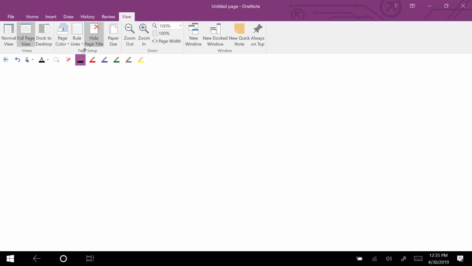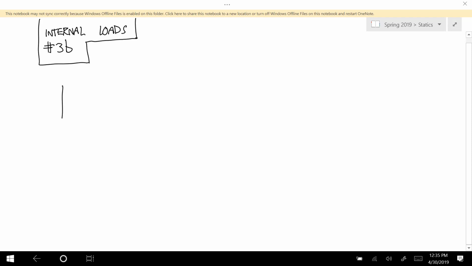See, look, I made my little taskbar here. I might have to make the fonts a little thicker, but let me know if you have trouble seeing any of the stuff I write. Okay, so this is internal loads. Can you all see that okay? Number 3B. There's a fixed joint at the left.